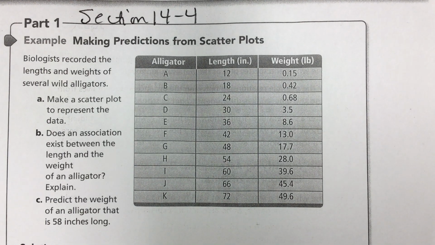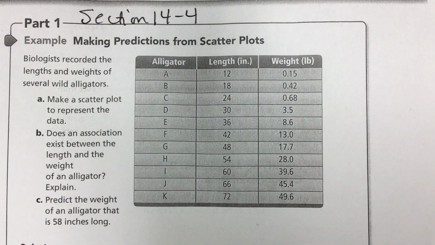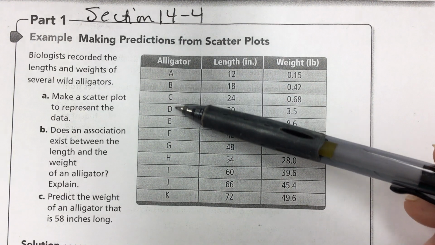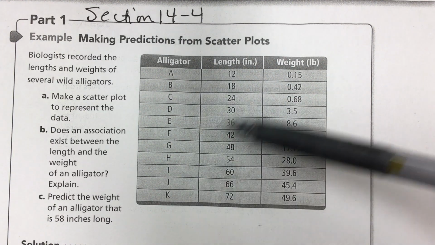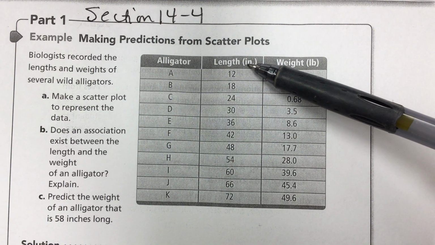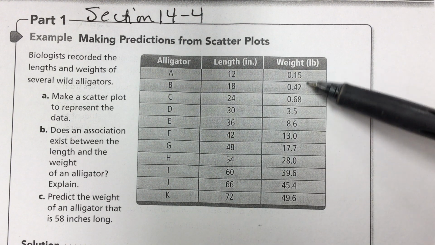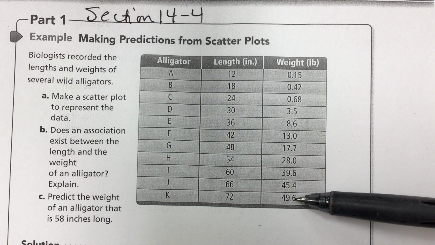Section 14-4, Part 1, Making Predictions from Scatter Plots. Biologists recorded the lengths and weight of several wild alligators. Here we have the alligators labeled with the alphabet. The length of each one was recorded in inches, and the weight of each alligator was recorded. Make a scatter plot to represent the data.